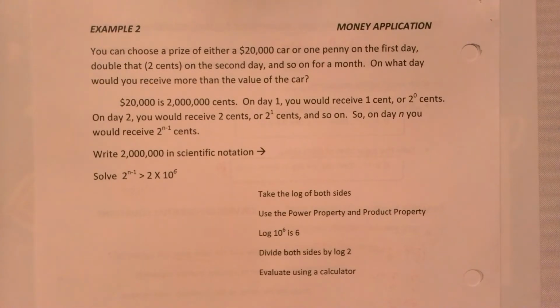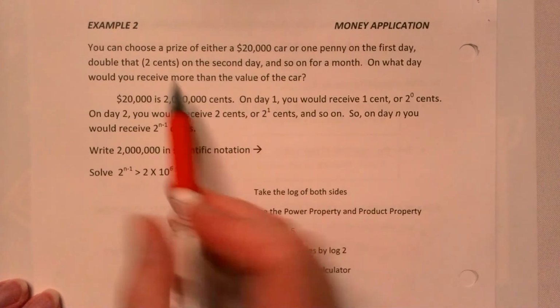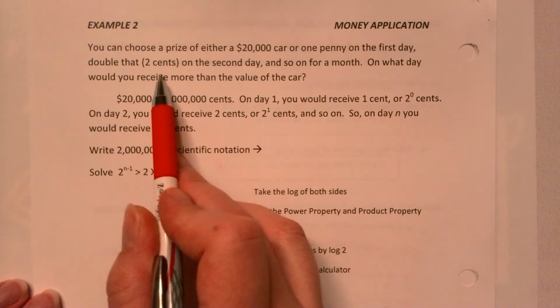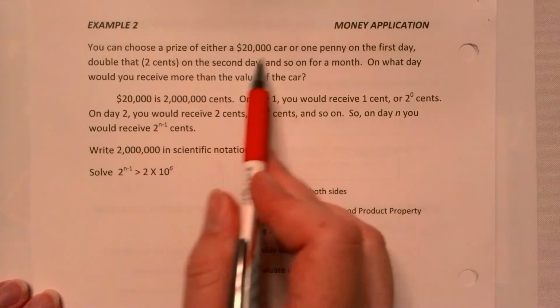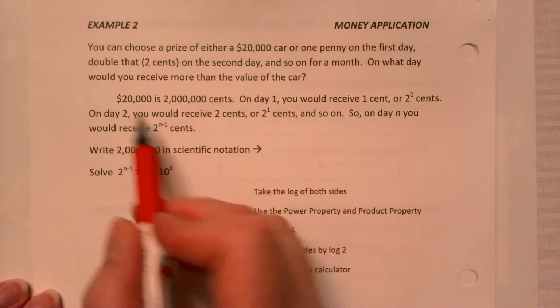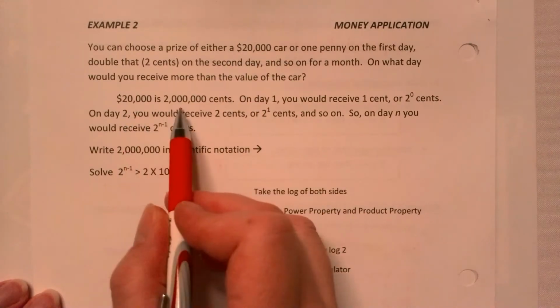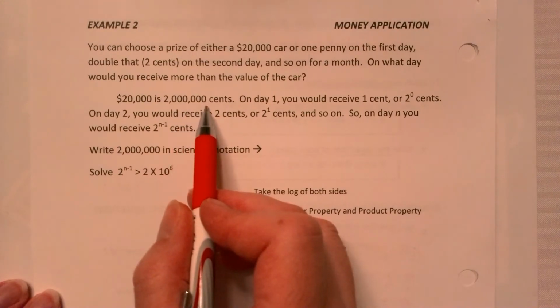Now, we have a little bit of conversion to do, so I'm going to walk you through this quickly. We are talking in pennies for the day, but we are starting out with dollars for the car. So we're going to take our $20,000 and multiply it by 100. So we get 2 million pennies, 2 million cents.